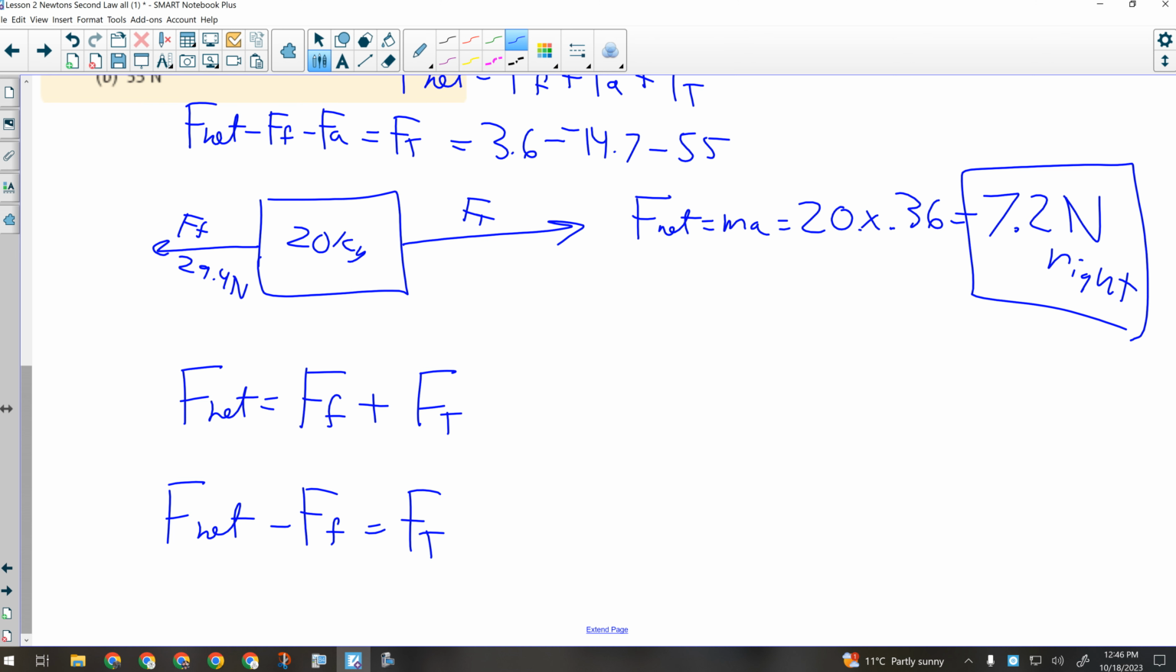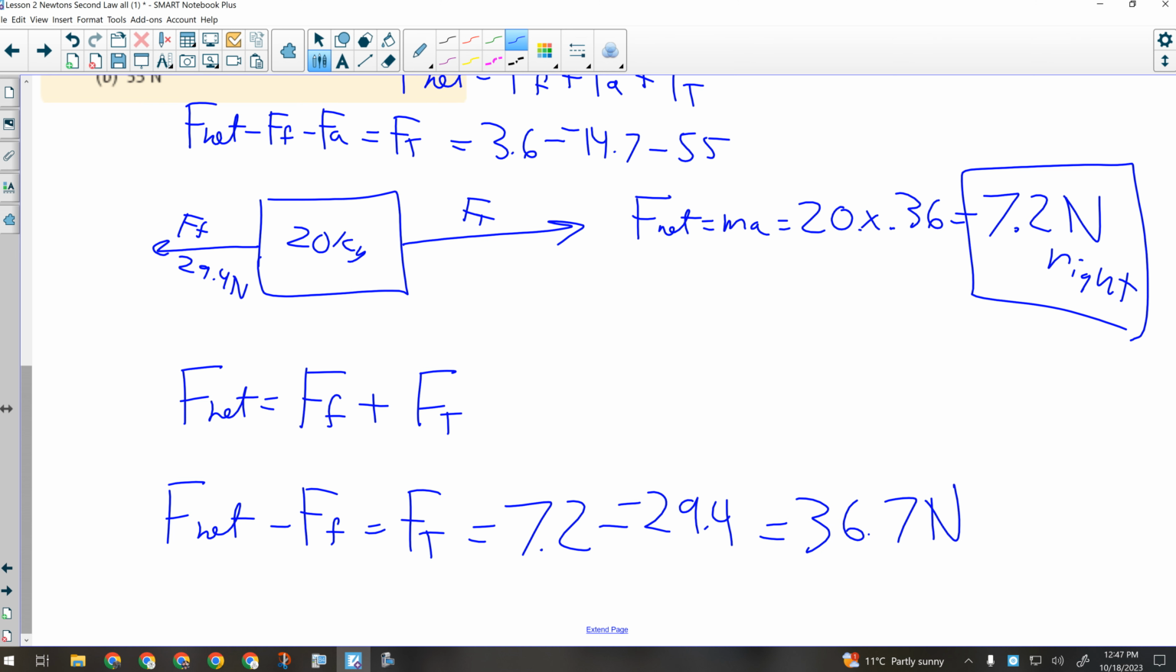Okay, so when I plug in my numbers, I'm going to have 7.2, my net force going to the right, minus negative 29.4, that's my friction, which is acting to the left. Okay, that's going to give me the force of tension. Just looking at that, is that going to be 36.7? Pretty sure it is. Okay.